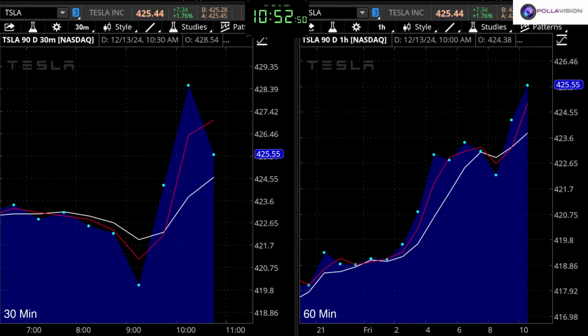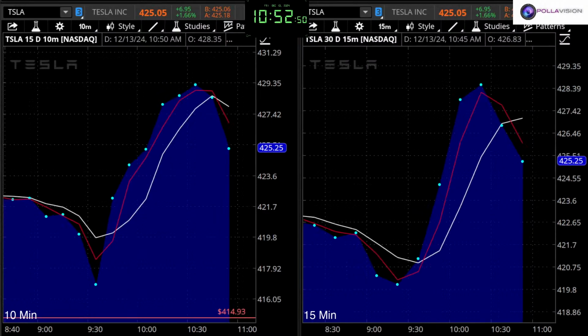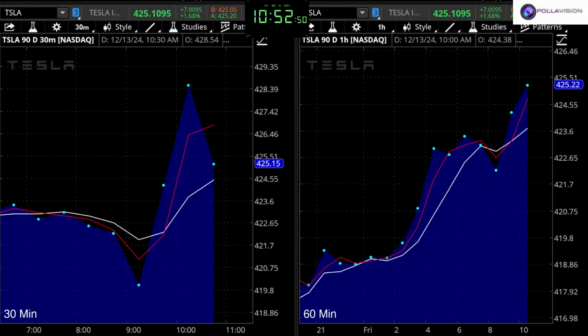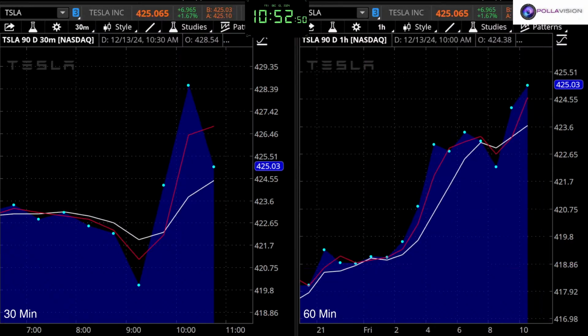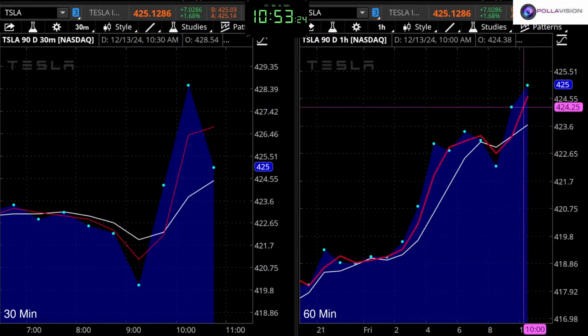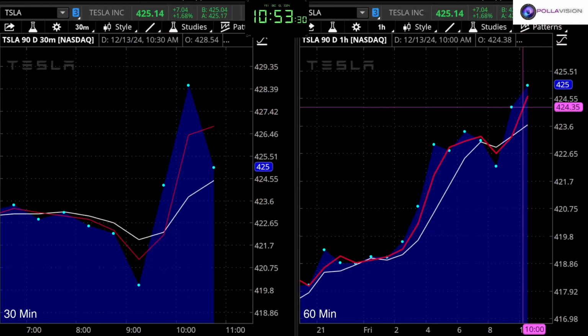The 60 is a stronger signal than a 30. The 30 is a stronger signal than the 15. So this is probably just a correction. We haven't broken out of the 1-hour chart yet. Let's get the 1-hour chart on here. And right here, the 1-hour is still up. As you know, stocks correct. They breathe.